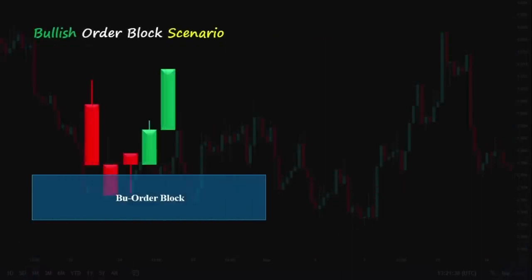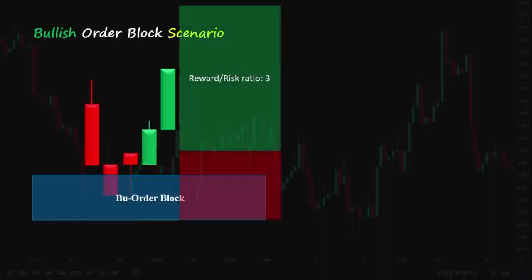So, for the bullish scenario, I first waited for the price to reach the order block zone and be rejected from it, then I entered a long position where the bullish candle reached the closure of the recent red candle, with a reward to risk ratio of 3. Furthermore, I set my stop loss at the lowest point of the bullish order block zone.